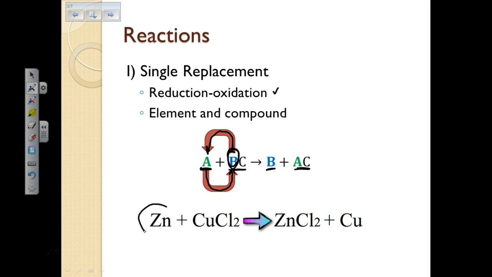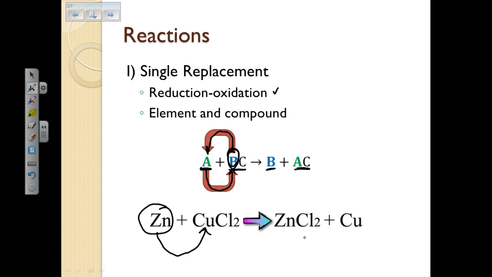So here we have zinc, and so what we're going to do is we're going to change zinc with the copper to make zinc chloride. Okay, and so it's a single replacement because only one thing is being replaced. The copper is being replaced and then ends up being all alone. And there are a lot of versions of this.